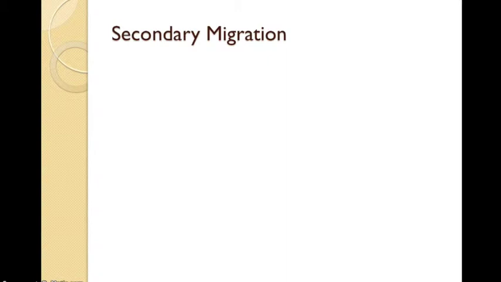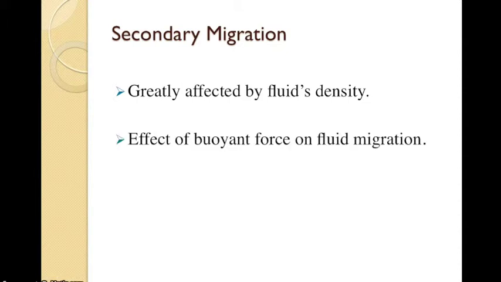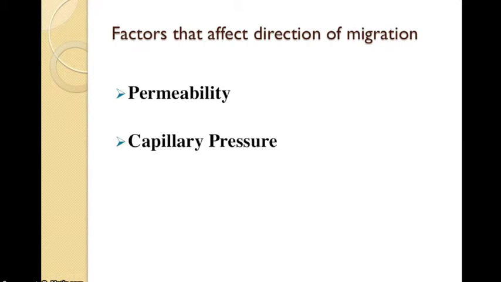And our focus is going to be on secondary migration. The major factor that affects secondary migration is fluid's buoyancy. Nearly all hydrocarbons have lower density than water, hence forcing the hydrocarbons to move upwards. However, there are several factors that impede this flow direction, making it divert. These factors are permeability, capillary pressure, and subsurface structures.